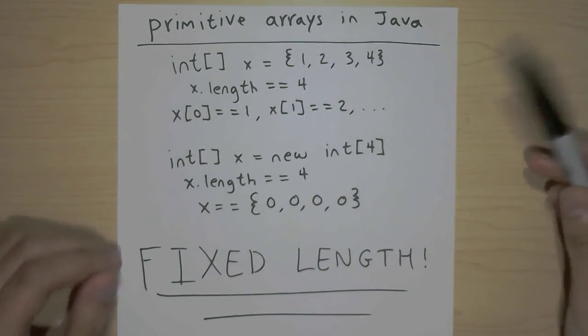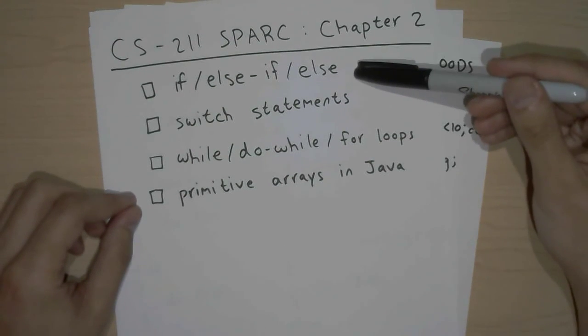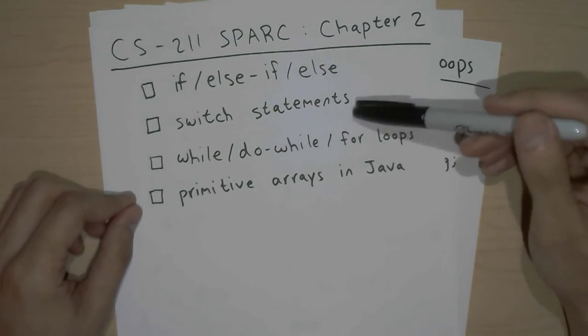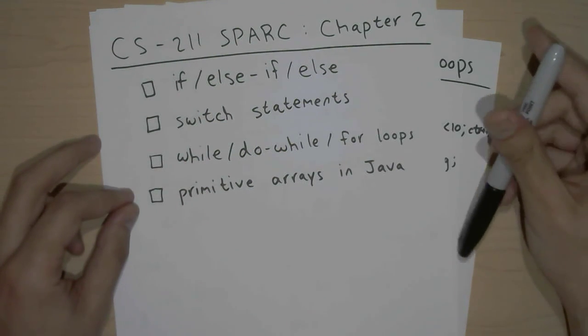But yeah, that about does it for chapter 2. We went over if-else statements and else-if statements, switch statements, while, do-while, and for loops, and primitive arrays in Java.